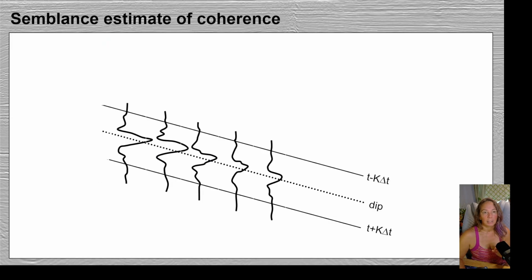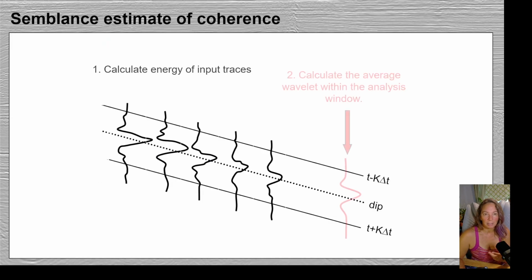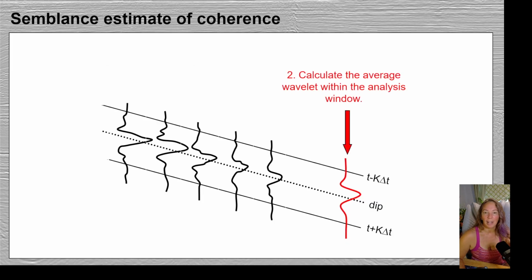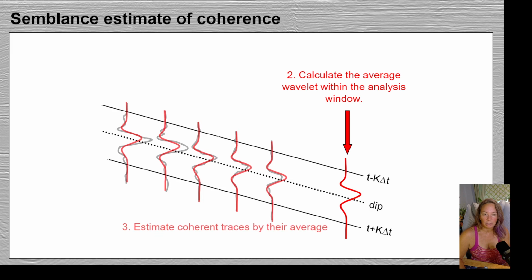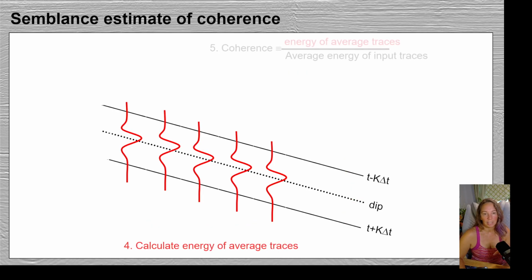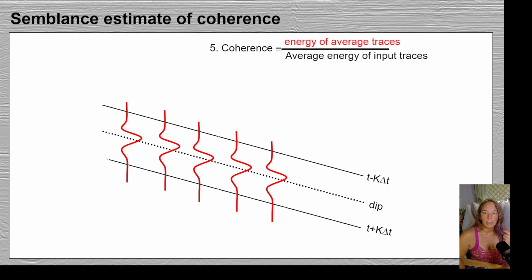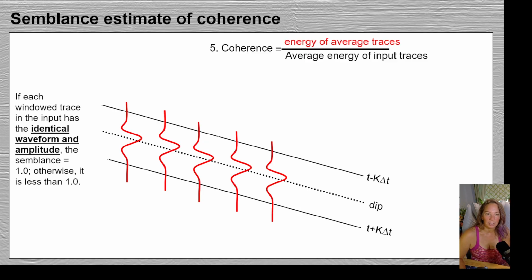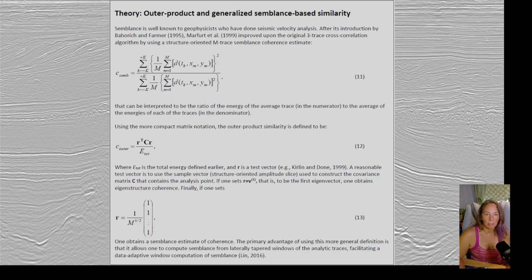With the Semblance estimate of coherence, it's very similar: you get the average wavelet of the analysis window that you're looking at. You estimate all of those coherent traces by their average and calculate the total energy. But then you look at the energy of the average traces over the average energy of the input traces. The key thing to remember here is that to have a high coherence of 1, you need to have an identical waveform and amplitude. So in this case, amplitude variations do matter a lot more.